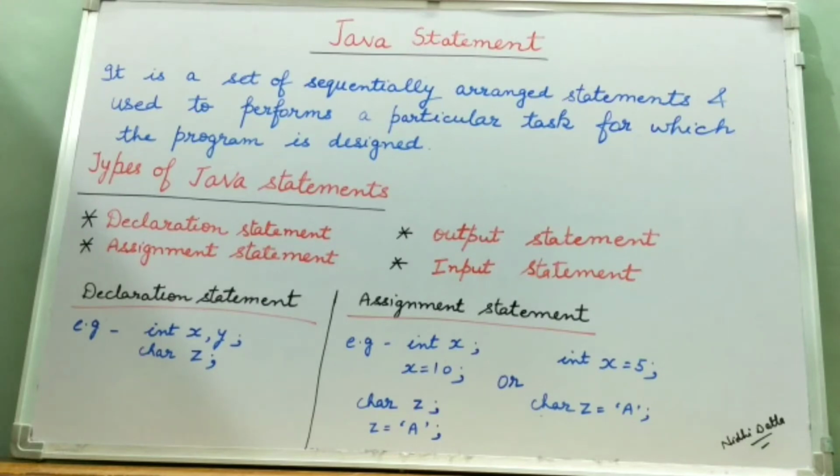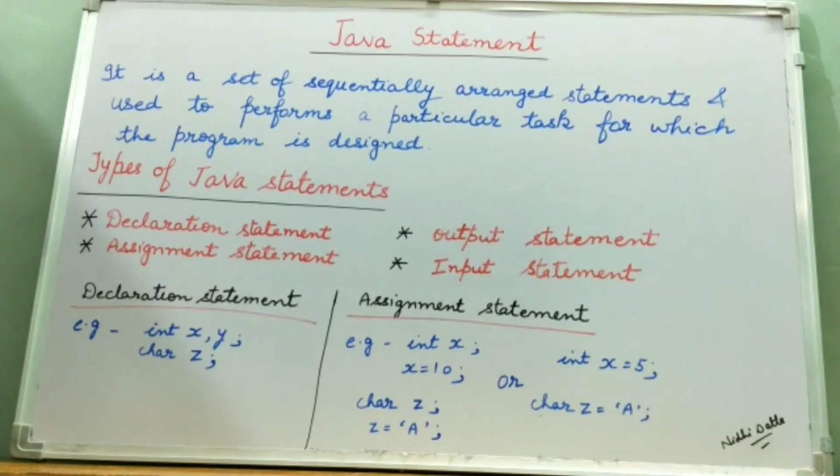Here are the Java statements given. The first statement is the declaration statement. The second is the assignment statement. The third is the output statement. And the fourth is the input statement.